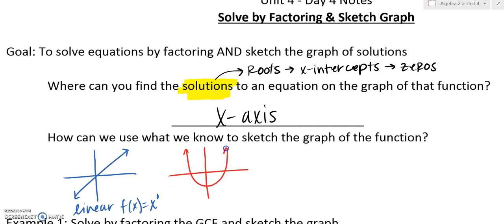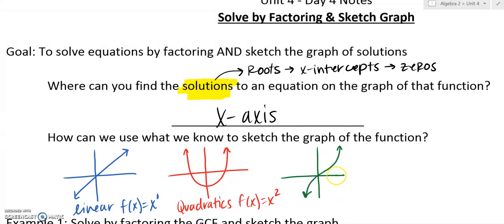Then the other one we have is something where it looks like this U shape. This is a parabola. We've done these a lot. These are quadratics. This is something where f of x is equal to x squared, so that exponent is to the second power. And this is the shape that would then make. Another one we've seen is when it looks kind of like this little S shape. This is what we call a cubic function, and this is f of x is equal to x to the third, where that little exponent is to the third power.